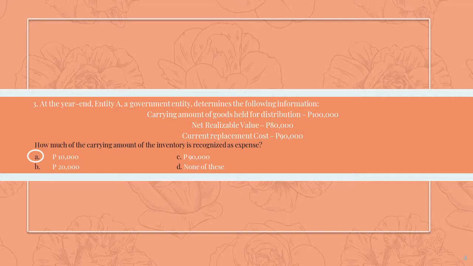And if you are wondering why we are not using the NRV, NRV is the subsequent measurement for goods held for sale. And here the carrying amount is for goods held for distribution. Therefore, we are going to use current replacement cost in this situation. So the carrying amount of the inventory that is recognized as an expense is letter A, 10,000 pesos.